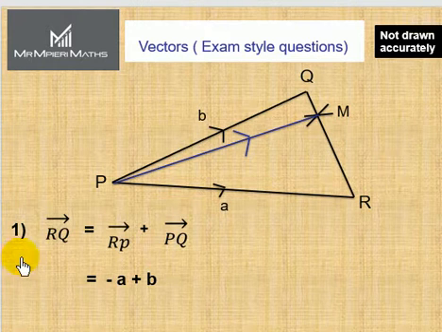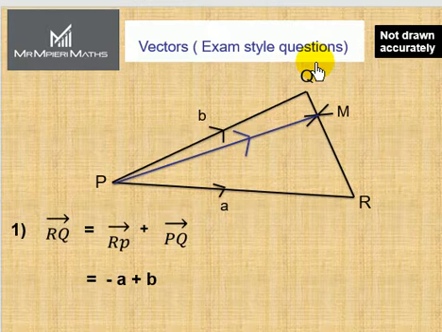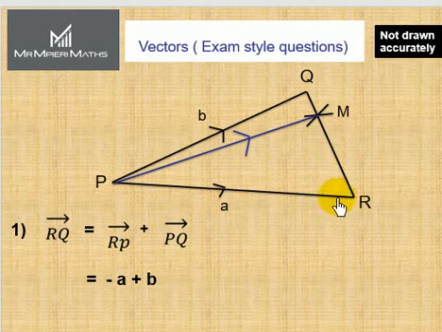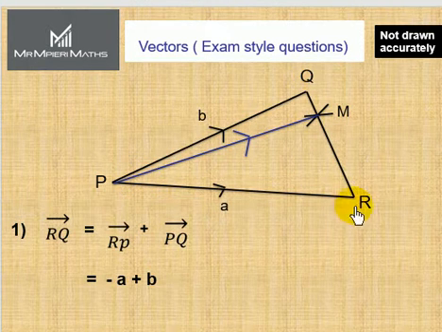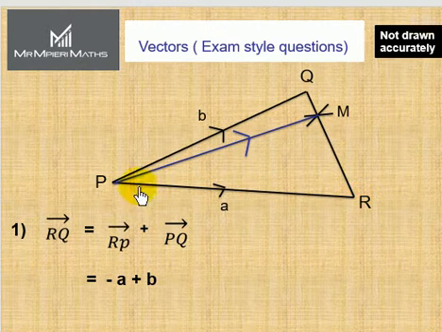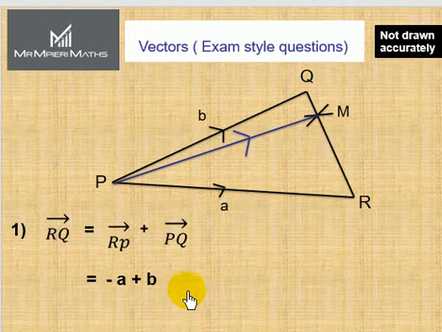Okay, let's start with RQ. Now RQ, we start with RP. RQ will go this way, RP plus PQ. Because we're moving this way, RP becomes minus. It becomes minus a plus b. So RQ is minus a plus b.